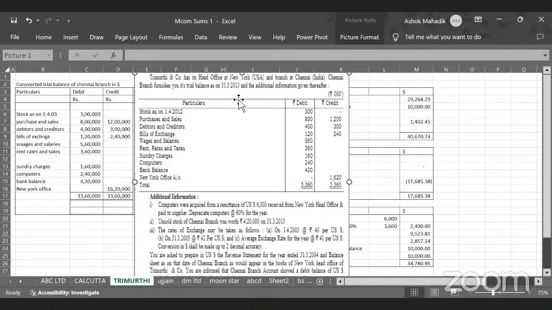Now, Trimurti and Company has its HO in New York, USA. So head office in USA. So you have to convert the trial balance in dollars. Okay, clear?